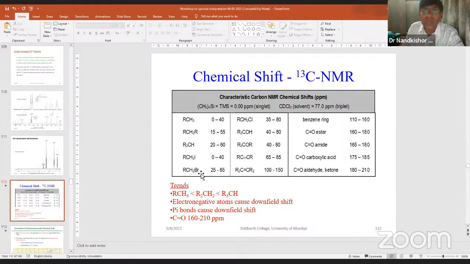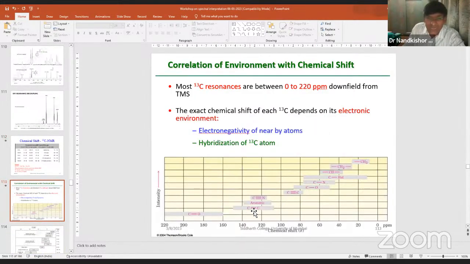And the rest of the values, like alkyl halide or alkyl groups like primary, secondary, tertiary, will range from 10 to 15 to 20 depending on the environment of the carbon. So this is the chart, so you can just work it out. Again, the factors affecting the chemical shift value are the electronegativity as well as the hybridization of the carbon. And most of the carbon chemical shift values range from 0 to 220.